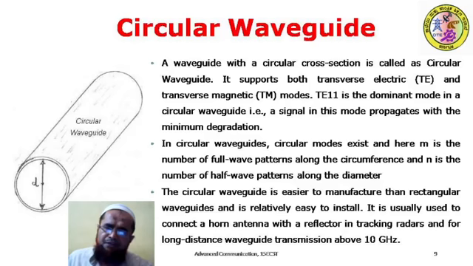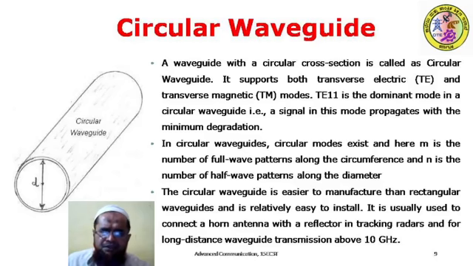Here, in the circular waveguide, the suffixes M and N are represented as follows. M is the number of full wave patterns along the circumference of the circle, the field energy at the circumference, which is the entry point of the waveguide. The N suffix is nothing but the half wave patterns along the diameter, from starting to ending point. Here in this particular case we have one complete half wave pattern along the diameter. That's why we call it TE11.